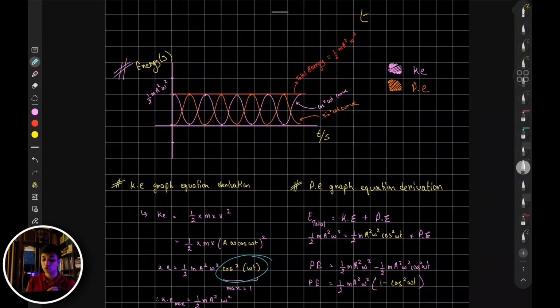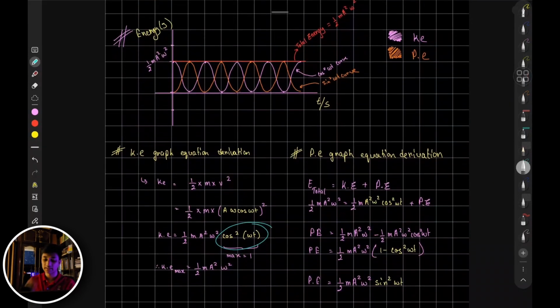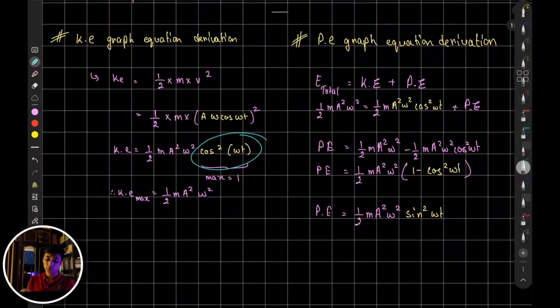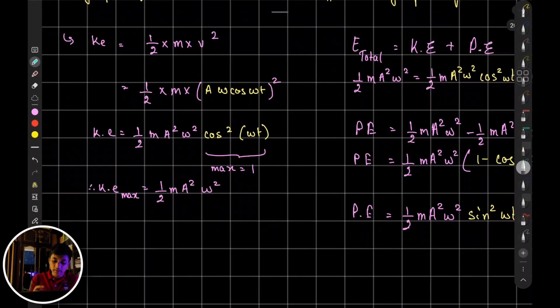Sorry for the bad cos square curve, but you get the point. The pink curve is the kinetic energy curve. Right, so this is how we're getting a cos square curve. Okay, now by the way, you know that all of this is a constant.